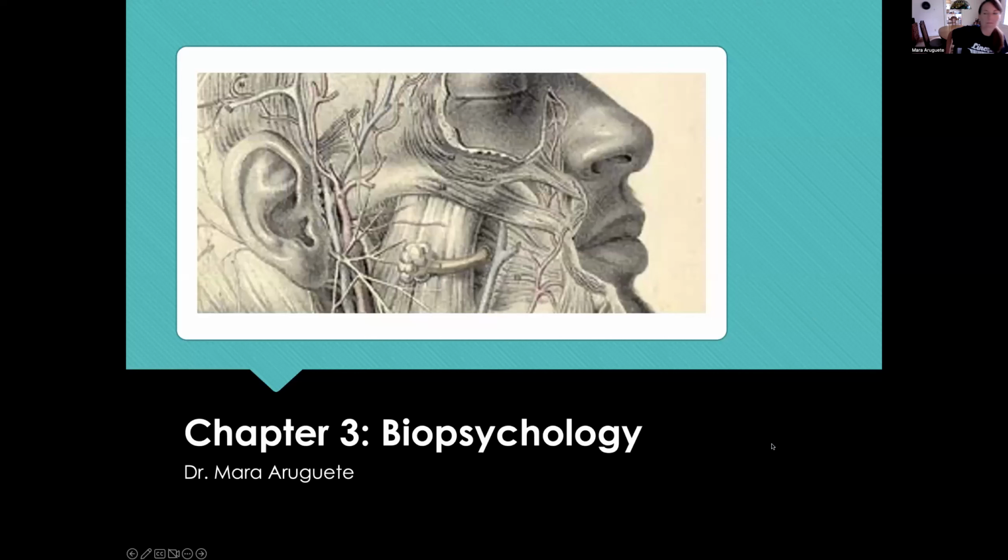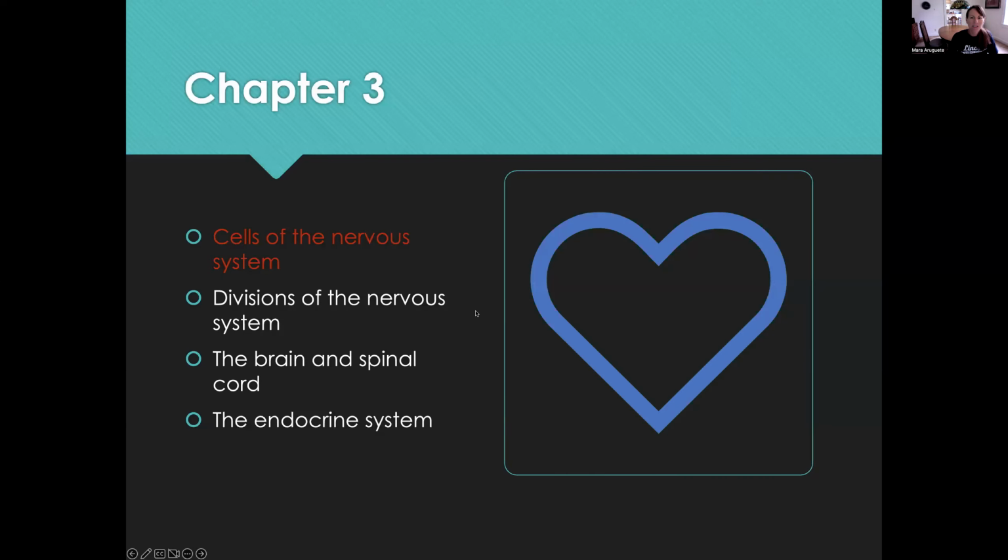Today we're going to talk about biopsychology, which is chapter 3. It's the intersection between biology and psychology, or how the brain and nervous systems help to control our feelings, our thoughts, and our behaviors. These are going to be our topics.